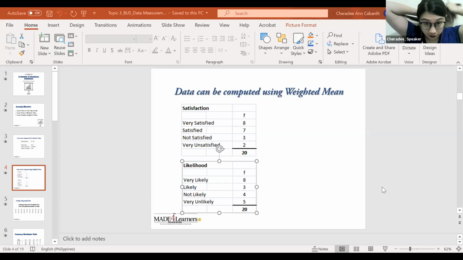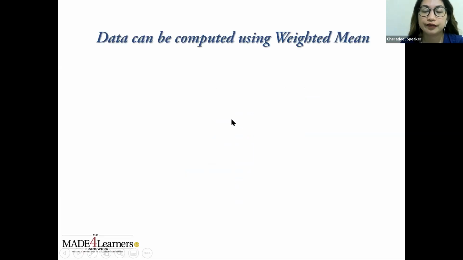Questions? Now, when do you use weighted mean? Do you have an idea? When can you use weighted mean? Before we proceed to the next. No idea?